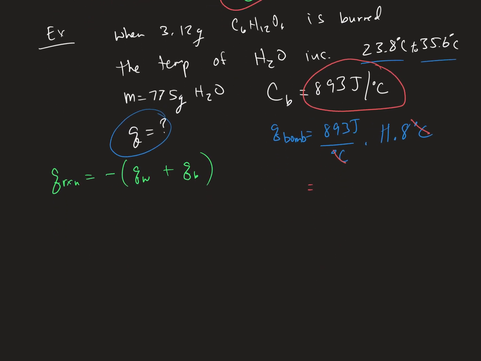And so we're going to get the Q bomb is 10.54 kilojoules. Or we can just keep it in joules for now. 537.4 joules. Good?